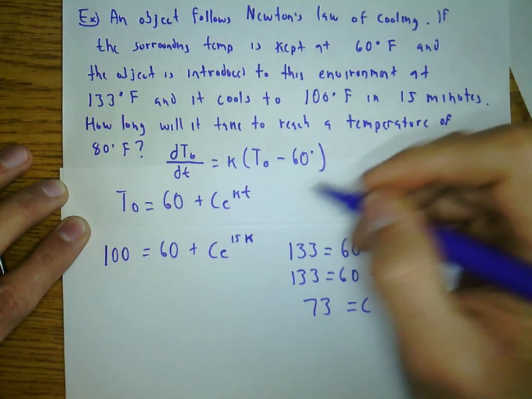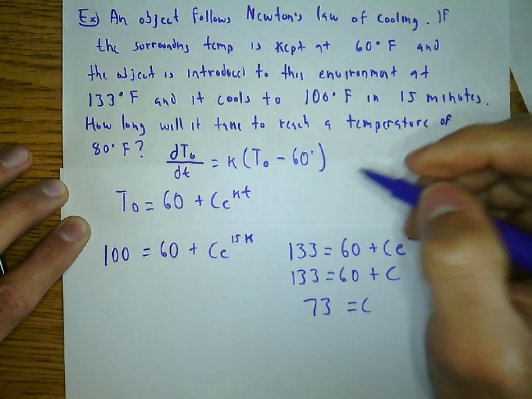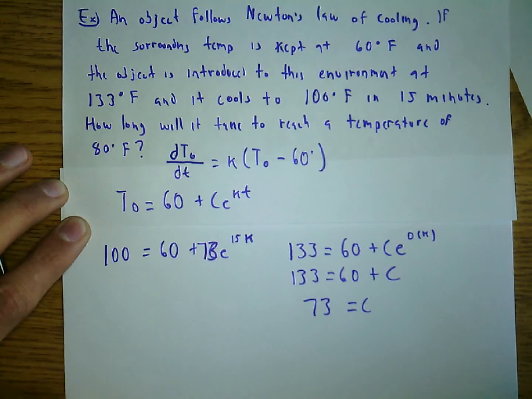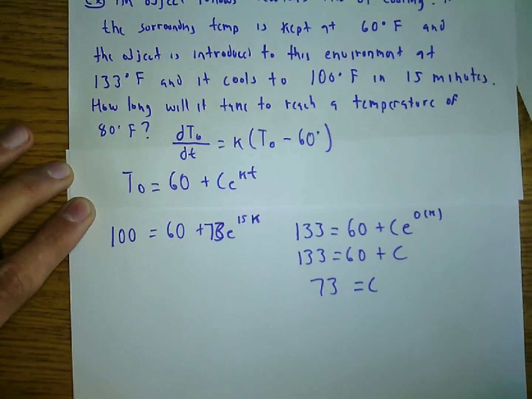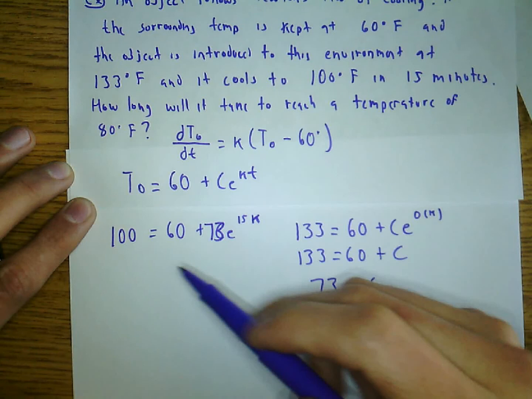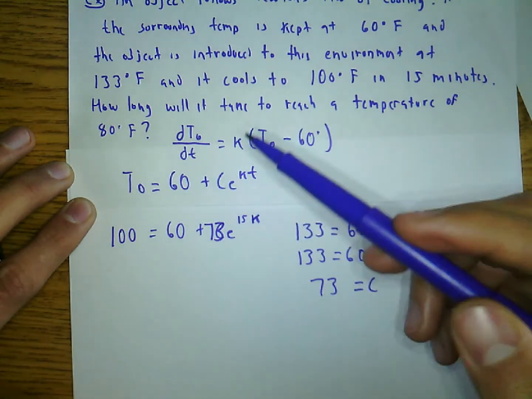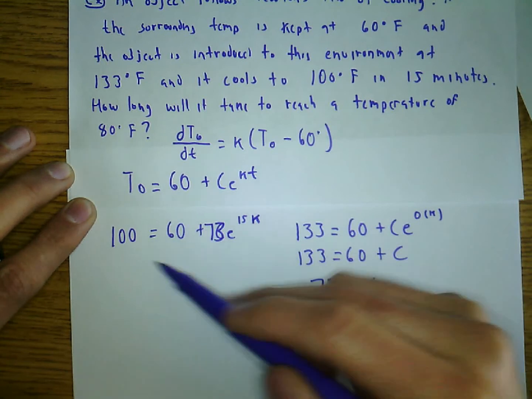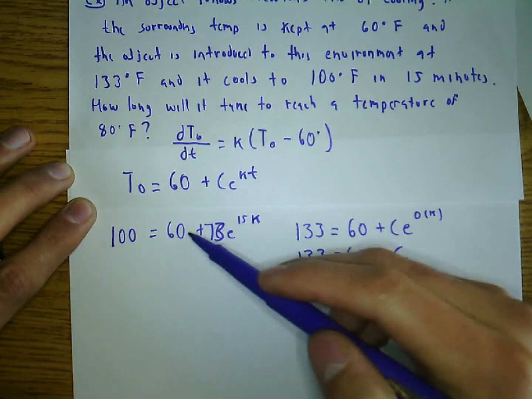So how do I solve that? t is 15, and then for the temperature you can put 100. Right. Solve for k. Cool. So I'm going to subtract 60. Agreed? So 100 minus 60 gives me 40. And then I've got to divide by 73, right? So that's going to give me 40 divided by 73 is equal to e to the 15k.